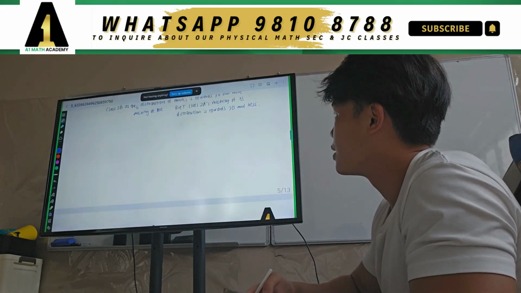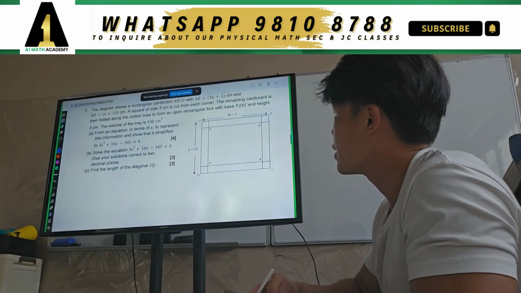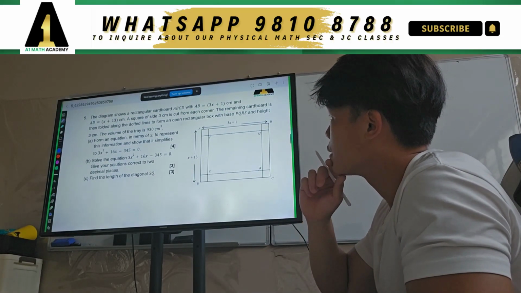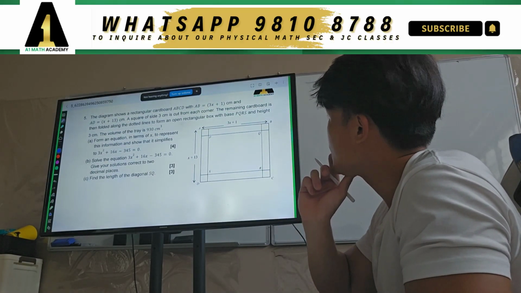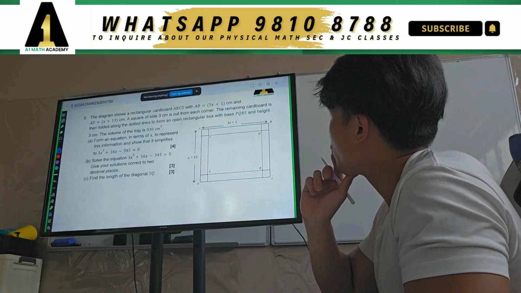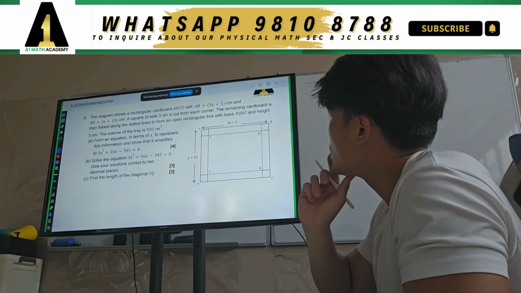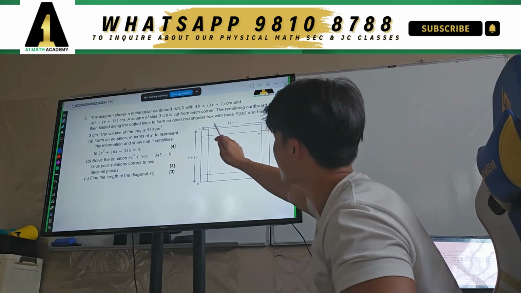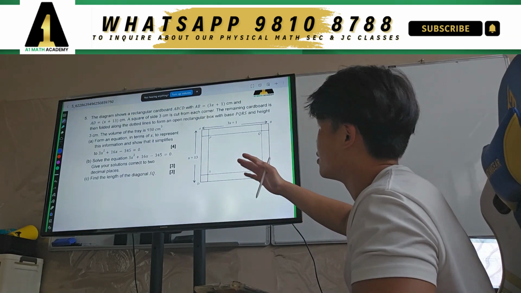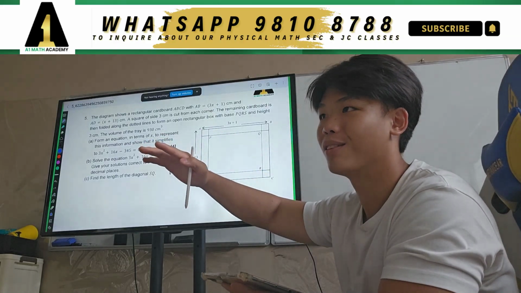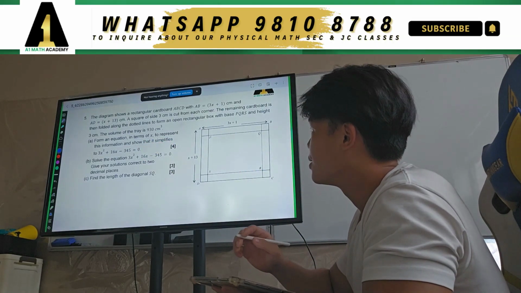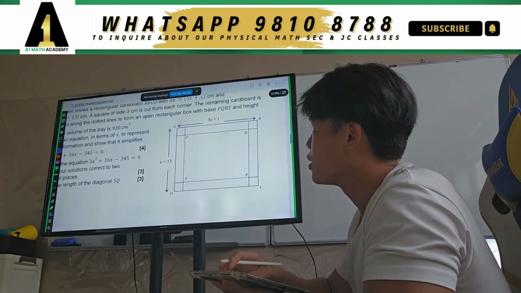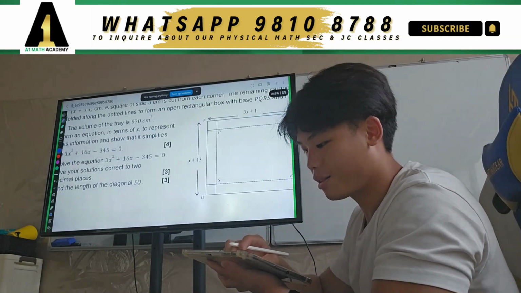Okay, next. Oh, quadratic. They say that the volume of the tray. So the context is a rectangular cardboard. I cut out the corners, then I fold to form a tray. Volume of the tray. So what is the formula for the volume of the tray?